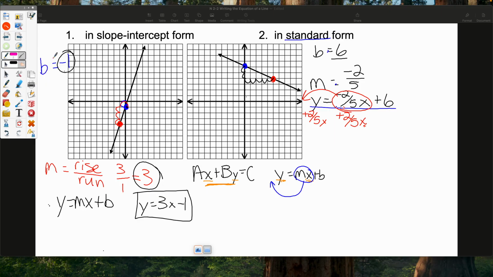By doing that to the right side right here, we have a negative and a positive that cancels it out from the right. So over here, we'd have our 2 over 5x that we moved over, plus our y that's still there, and then equals our 6 on the right side. So we just moved our x over from the right to the left by doing the opposite.